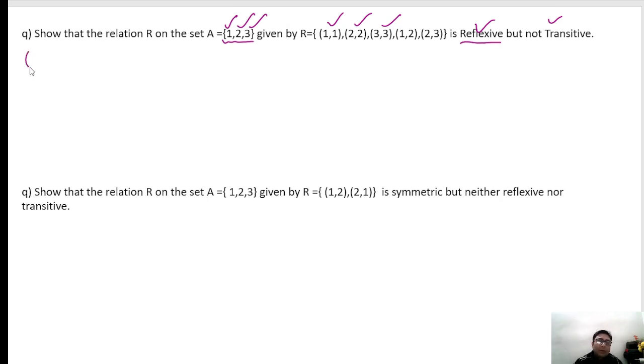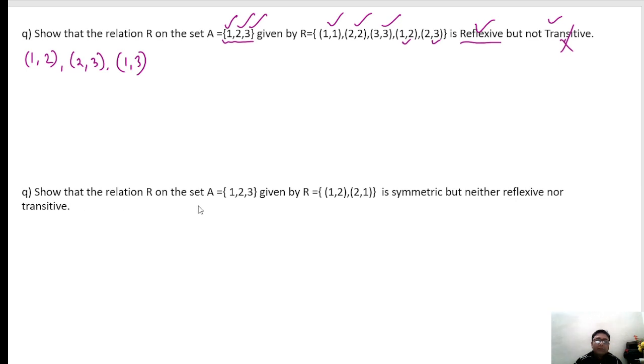Transitive में अगर (1,2) है, (2,3) है, तो (1,3) होना चाहिए. लेट्स सी. (1,2) है, (2,3) है, लेकिन (1,3) तो इसमें है नहीं, so it is not transitive, right?